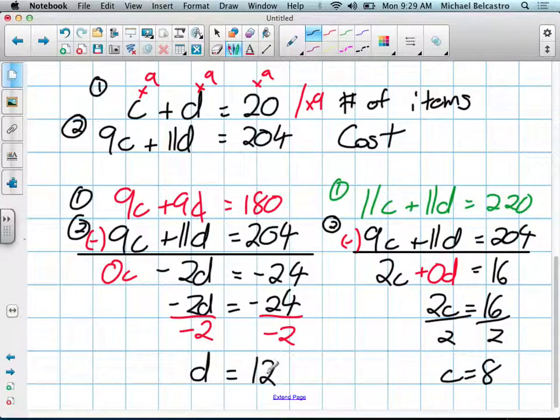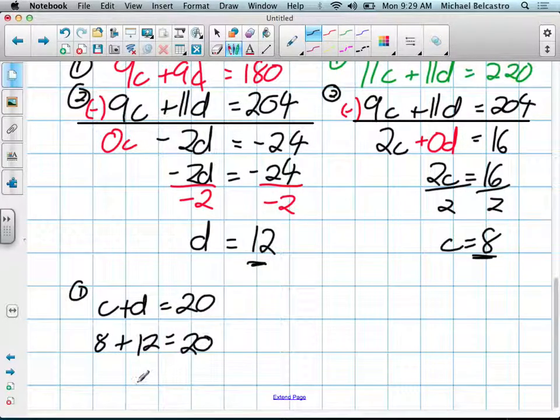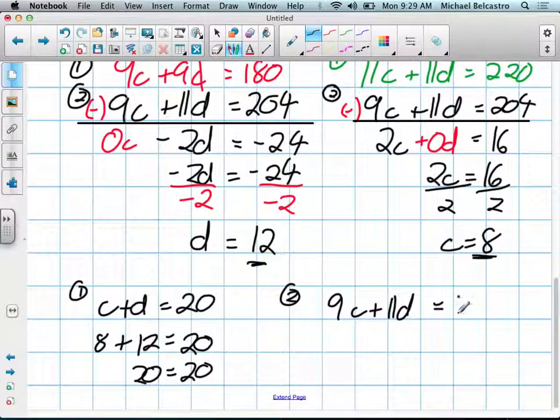Okay? Now in order to check, we have to use our method of substitution. So, we're going to jump down a little. We know the first equation was C plus D equals 20. Well, let's plug in 8 for C plus 12 for D equals 20. And is the left side equal to the right side? Yeah, we know that one's right.